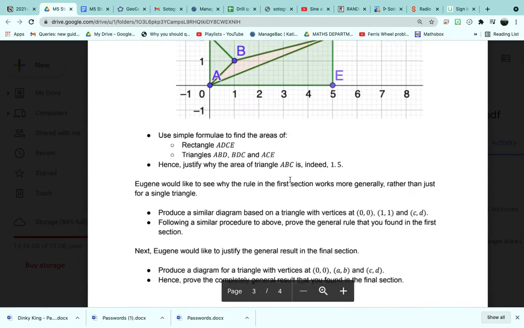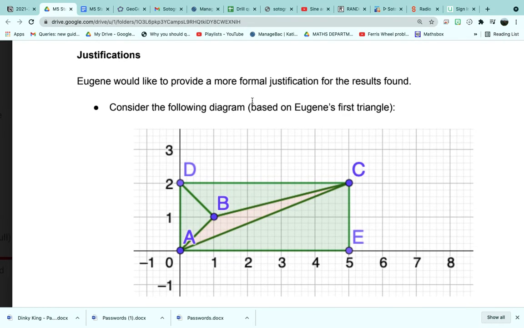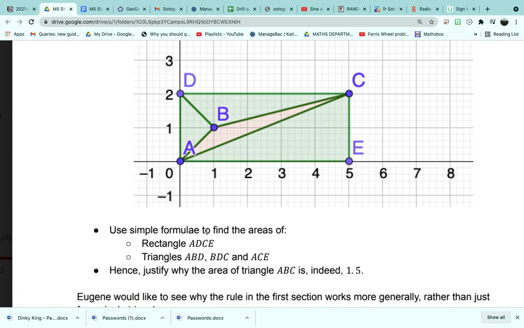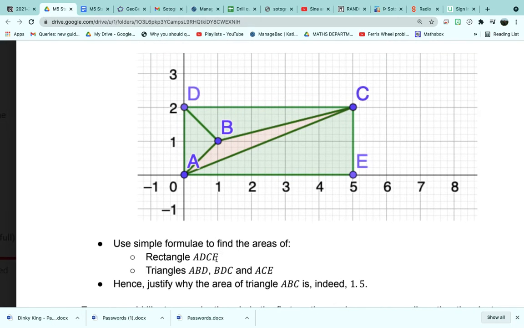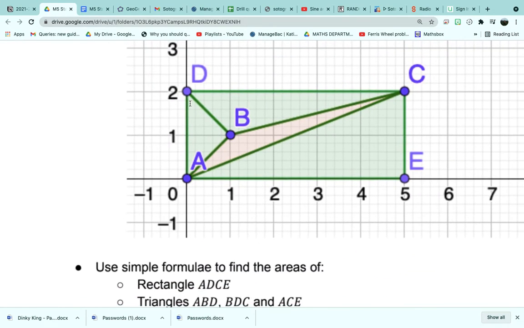Justification. This is getting towards the last part of the investigation. Consider the following diagram. Use simpler formula to find the areas of rectangle ADCE. Well, we know what the formula for a rectangle is, and we know what the formula is for ABD and BDC. And the reason why is because ABD is not a right angle triangle, but you can split it into two right angle triangles.